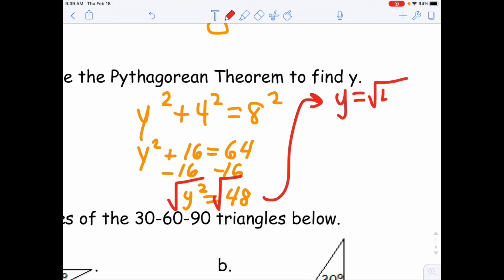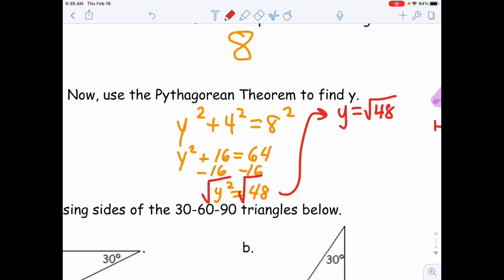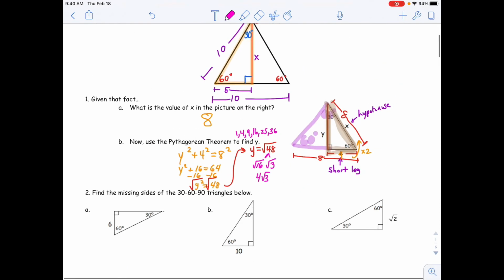But now y equals the square root of 48. So remember we want the exact form right now, so we have to think, what's the largest square factor? Hopefully you already can tell what it's going to be. The largest square factor of 48 is 16. Remember, the square root of the largest square factor goes first, then the other number. So it's 16 and 3, which breaks down to 4 radical 3.